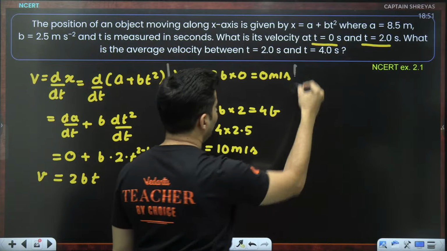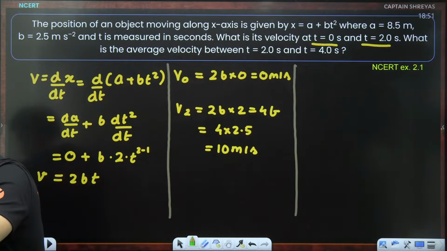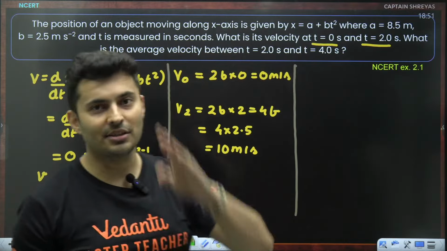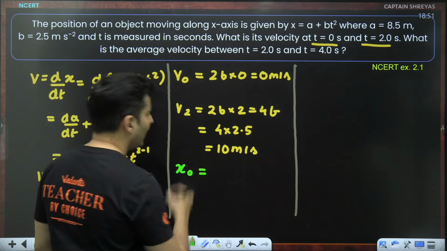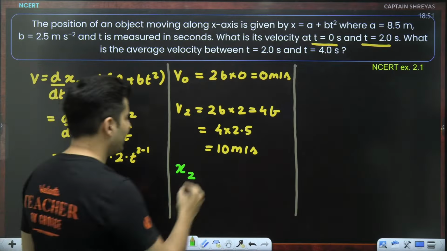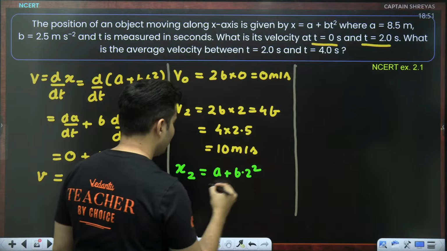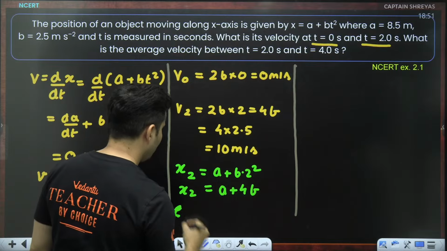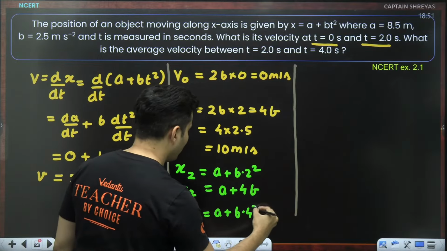Okay. Now let's go to the last part of this problem where you have to find the average velocity. To find average velocity, I need the displacement. And to find displacement, I need the positions. So let's find out x2 and x4. X2 means putting time as 2. So it will be a plus b into 2 square, which is basically a plus 4b. Similarly, x4 will be a plus b into 4 square, which is 16.